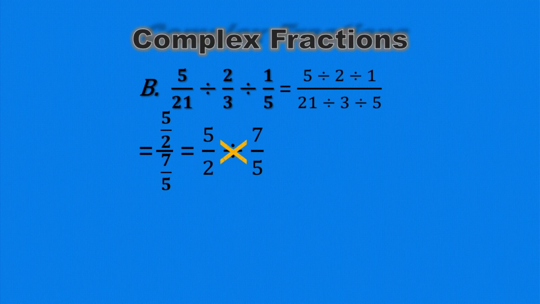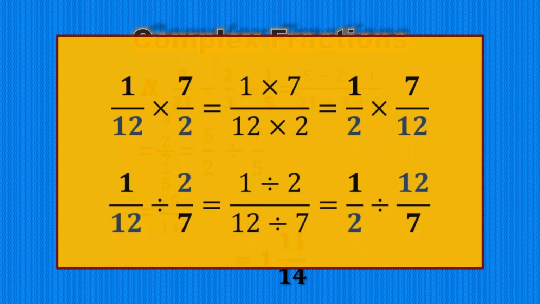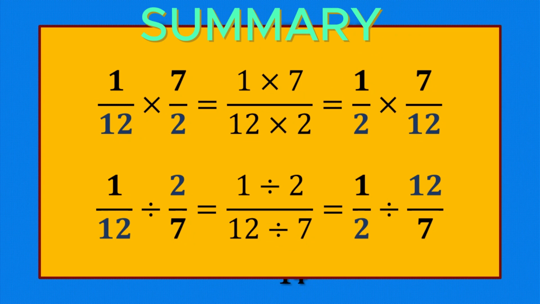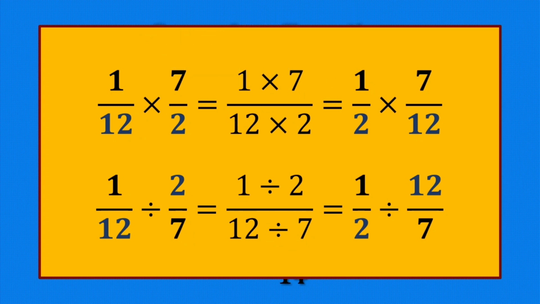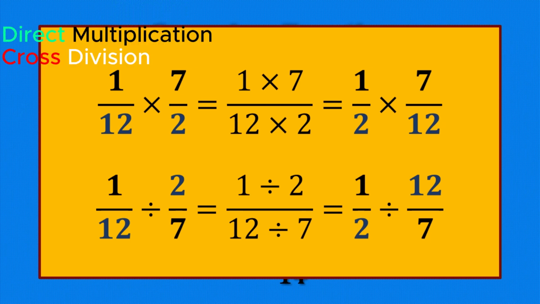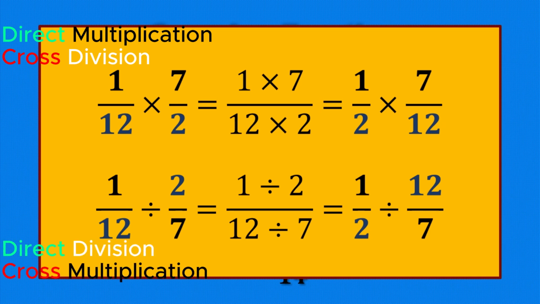Now we cross multiply the numerators and denominators. 5 times 5 is 25, and 7 times 2 is 14, leaving us with the same answer, 1 and 11 over 14. Wonderful. In summary, when multiplying two fractions, their numerators and denominators can be cross-divided. But when dividing two fractions, their numerators and denominators are cross-multiplied.